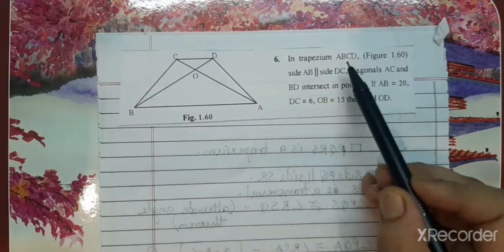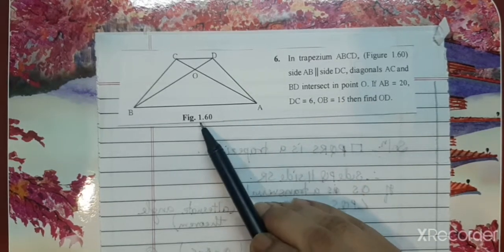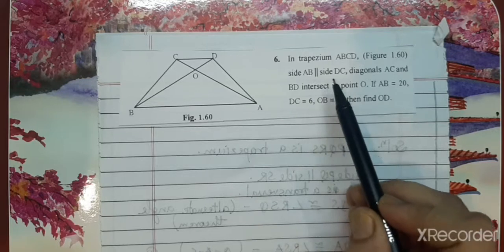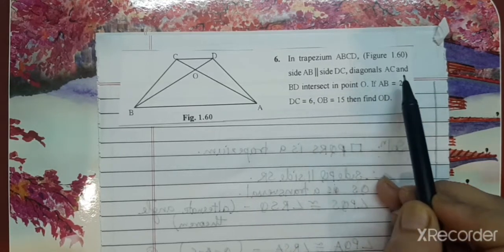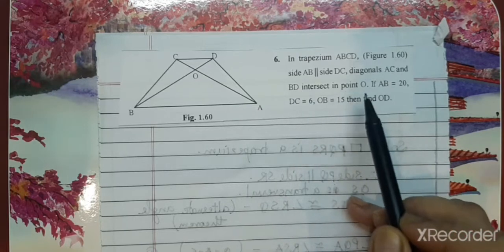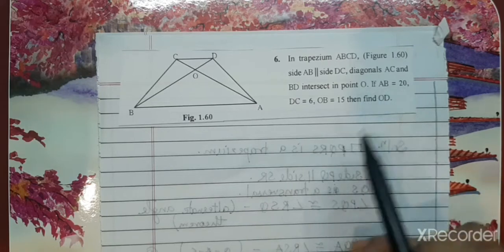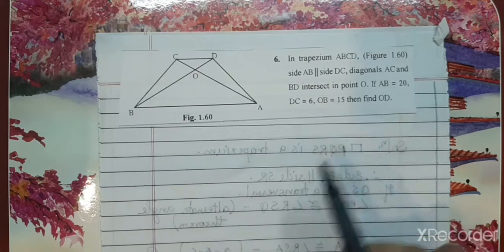In trapezium ABCD, in the given figure 1.60, side AB is parallel to side DC. Diagonals AC and BD intersect at point O. Given AB is 20, DC is 6 and OB is 15, then find OD.